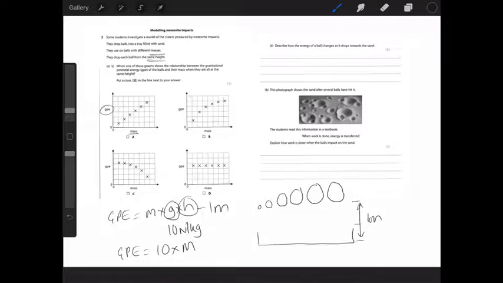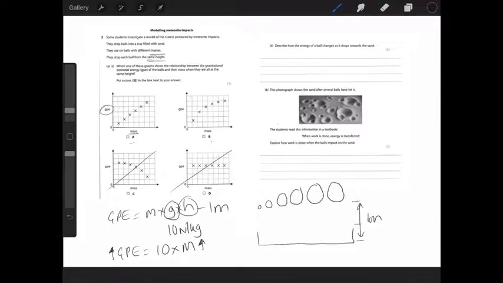So as we make the mass bigger, the gravitational potential energy is going to get bigger. More massive objects raised to the same height will store more GPE. But there's actually then a choice between A and B on these graphs, so that's wiped these two out. But A and B are still possible. They're both showing that as the mass increases, the gravitational potential energy increases.